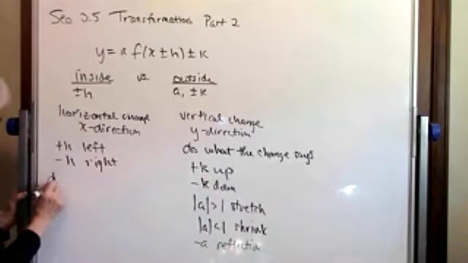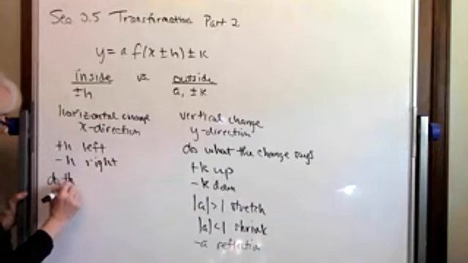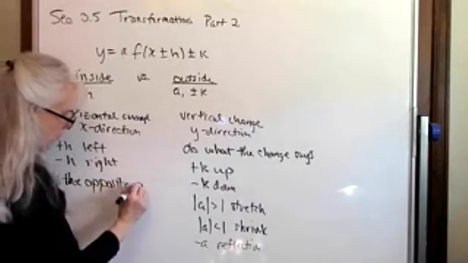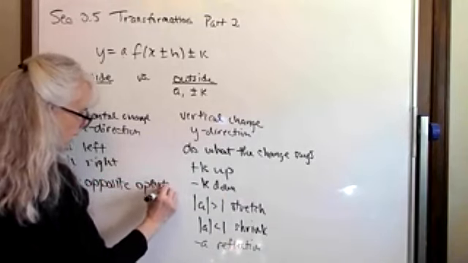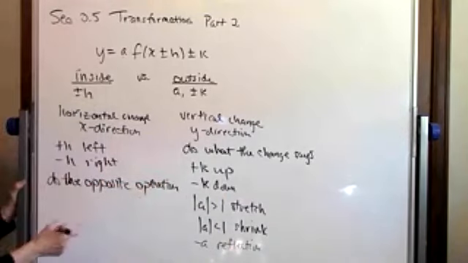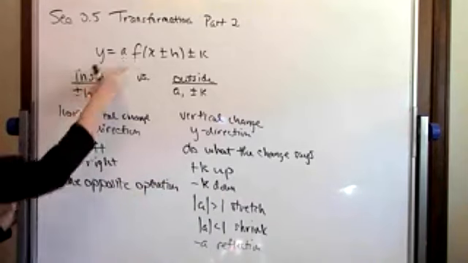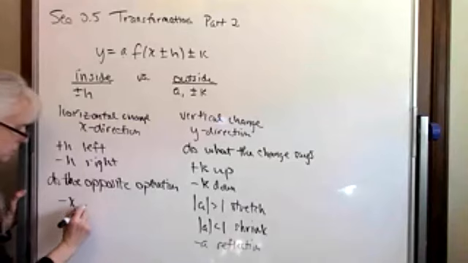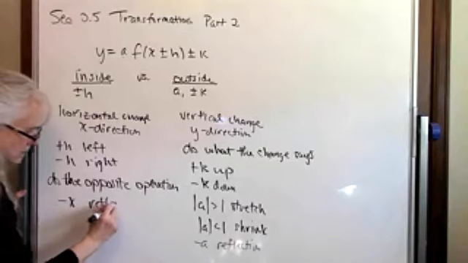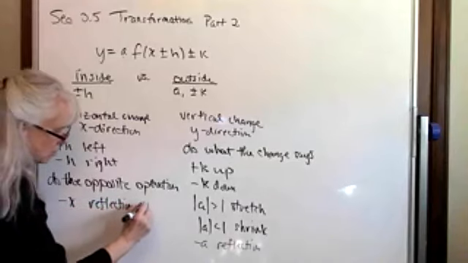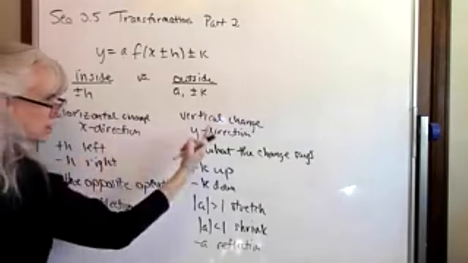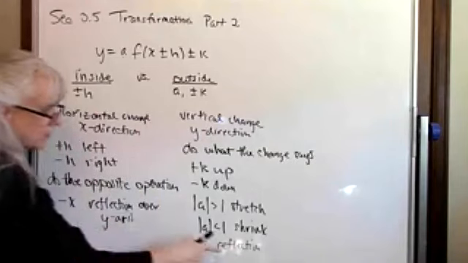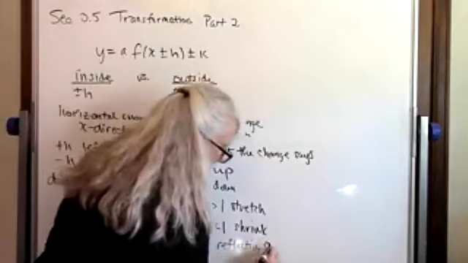So I'm going to write a little note to myself: do the opposite operation. Instead of adding, we'll subtract. Instead of subtracting, we would add. The other thing that can happen on the inside is you can have a negative on your x. That negative on the x would be a reflection. You're changing the sign on x's, so it's over the y-axis. Back over here, this reflection would be over the x-axis.